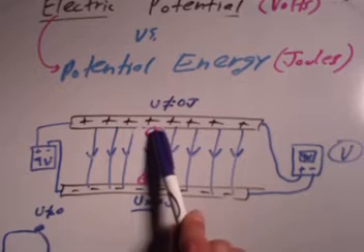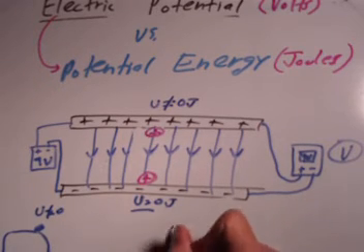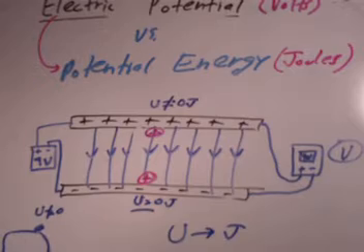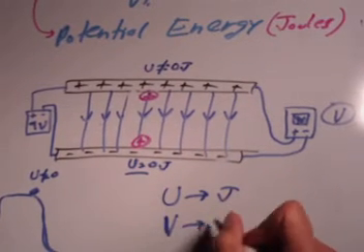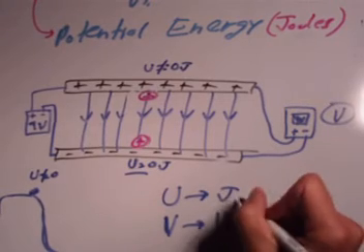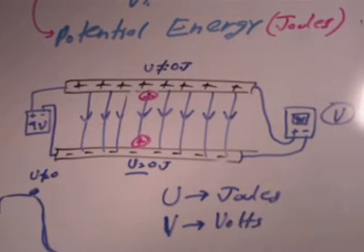We can say up here it has potential energy, that's U, that's in joules, but electrically we can also say it has some voltage, V, and that's in volts. I guess I should spell these things out here. That's in joules and volts. So there's two things that it has, but you see they're sort of the same.